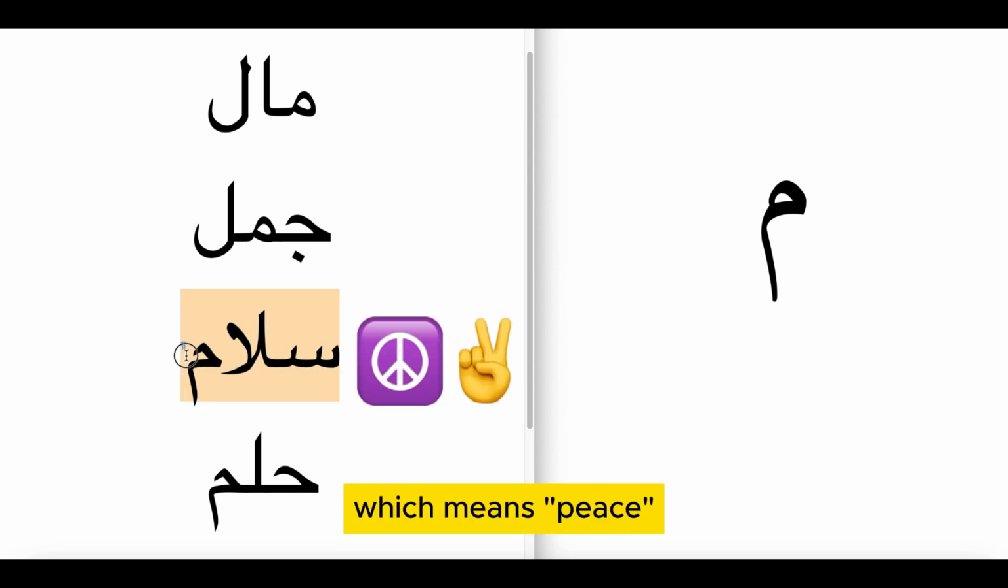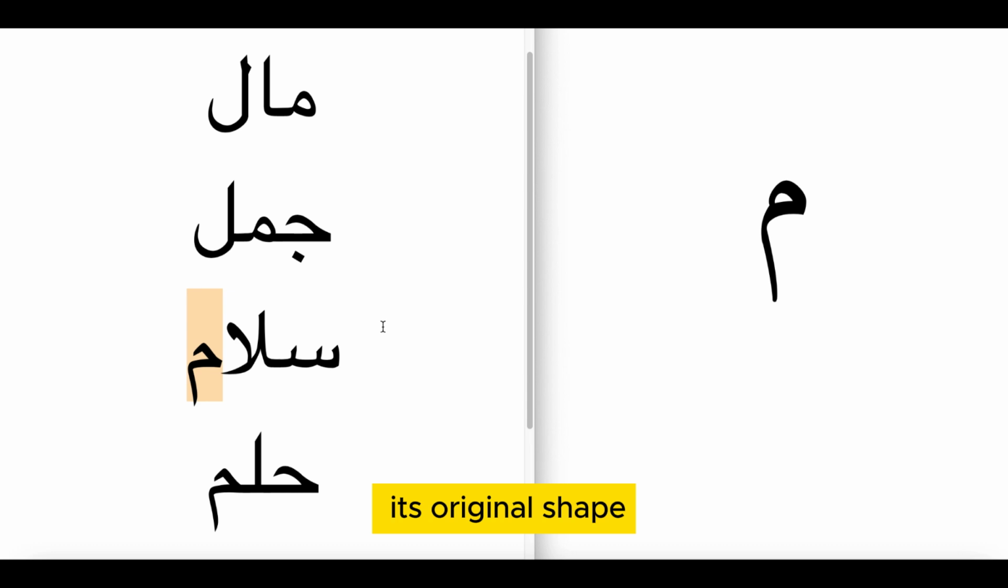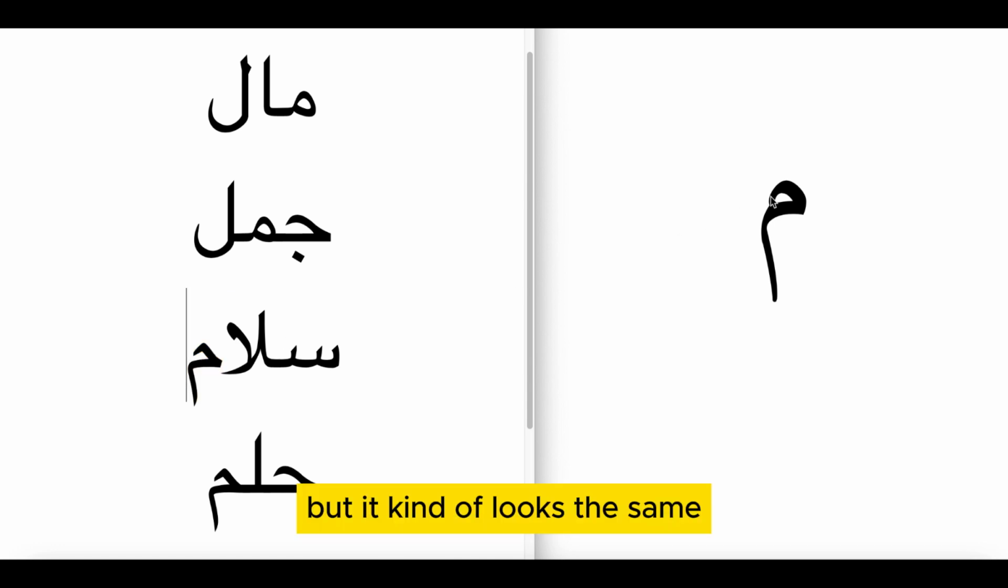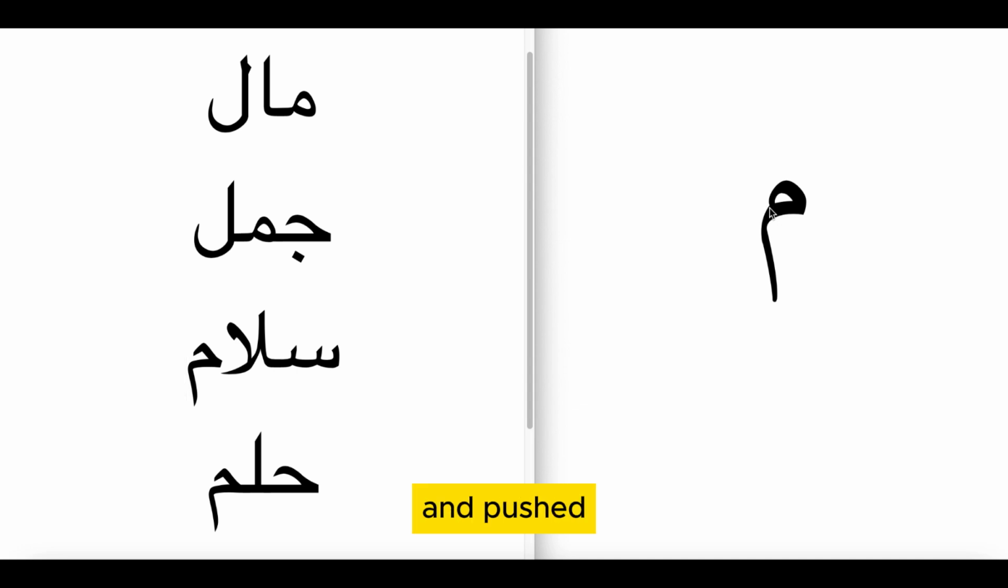Salam, which means peace. See how Meem went back to its original shape. I know it looks here a little bit different, like the loop is open. But that's just a matter of font. Depends what type of font. But it kind of looks the same. Like even in the loop, it looks a bit as if it was open, you know, and pushed. Okay, just a matter of font.